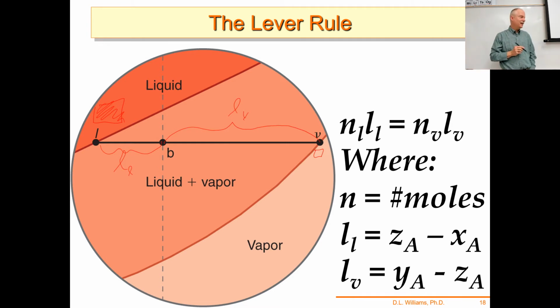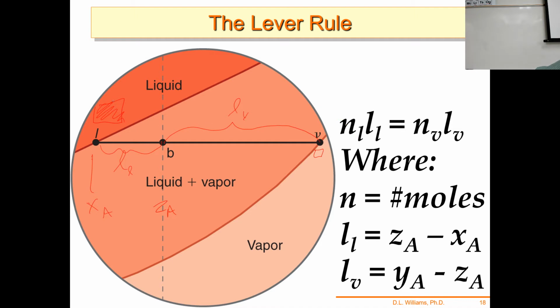Should that be NL is equal to ZA minus XA, and NV equal to YA minus...? Let's see, LL, the liquid, would be the difference between Z. So this is ZA, and it's this value minus XA. I'm saying that those are moles, and that's comparing the length. So we're getting the lengths. These lengths here, ZA minus XA, is this L piece, and then N sub L is the number of moles of liquid you have.